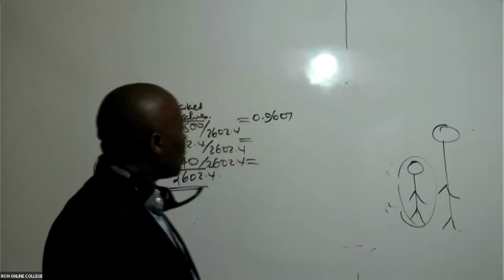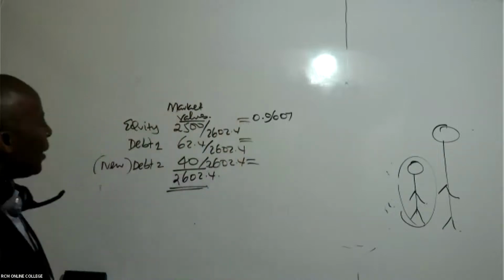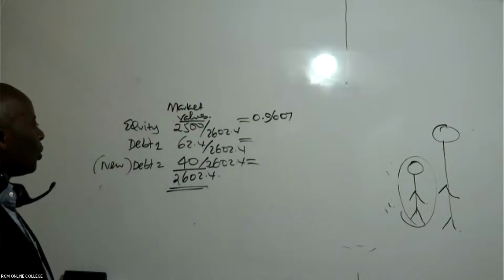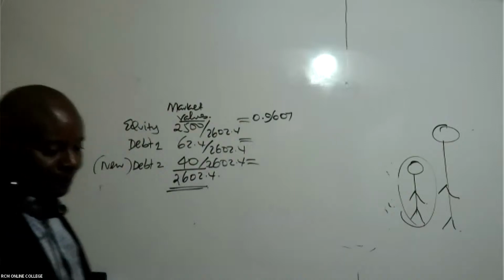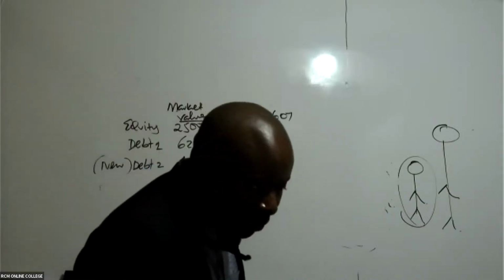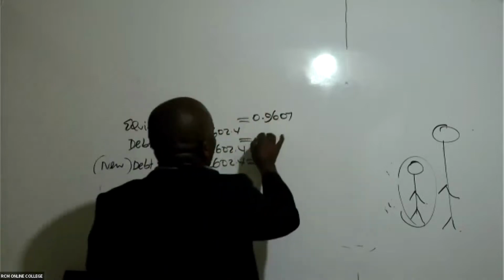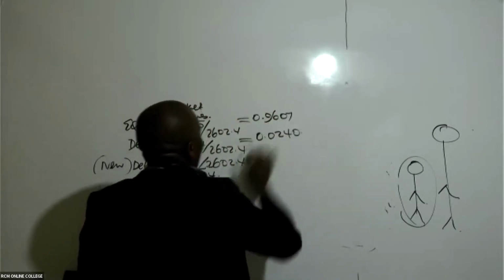Yeah, thank you very much. How about the second one? It's 2.4 divided by 2602.4. What figure are we getting? 0.0240. Thank you very much.